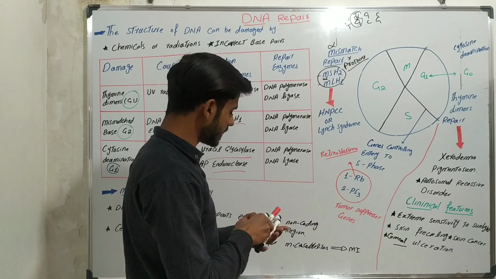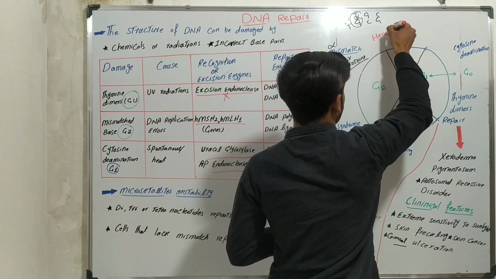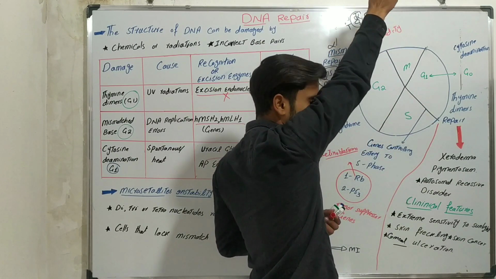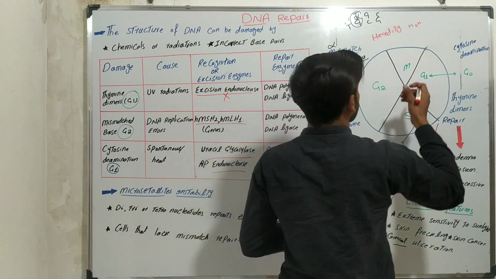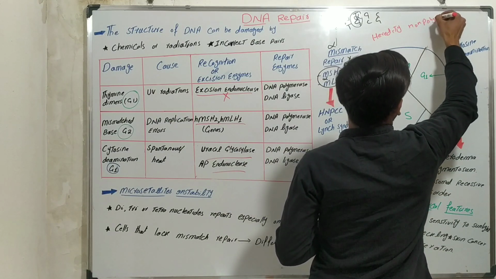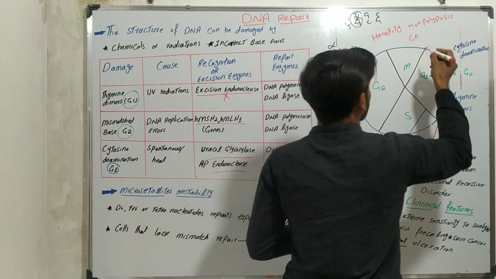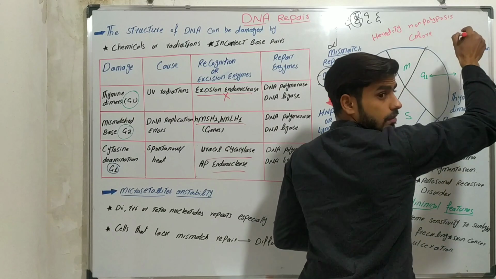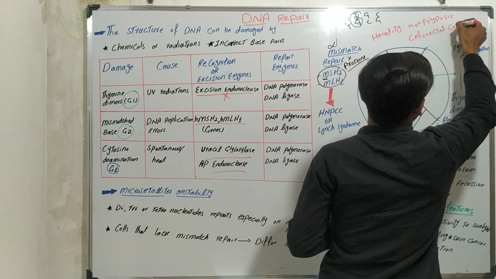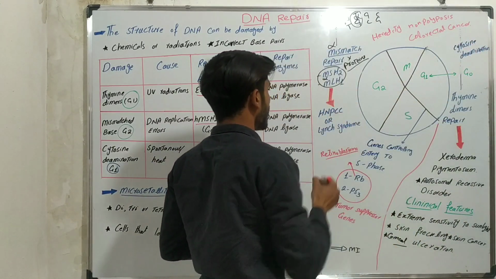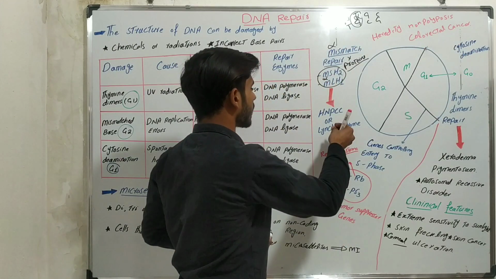Now HNPCC stands for, I am going to write it here, hereditary non-polyposis colorectal cancer. So this HNPCC stands for hereditary non-polyposis colorectal cancer, or we call it Lynch syndrome.